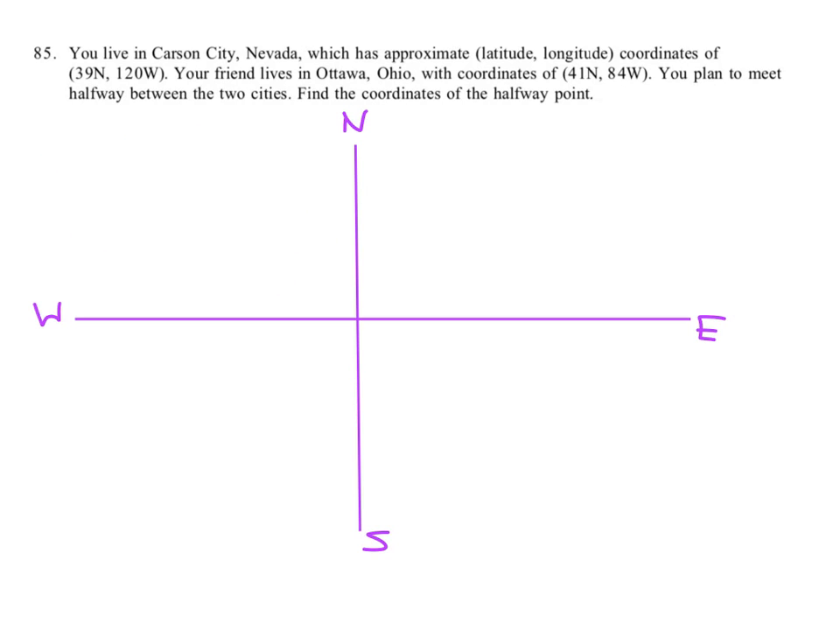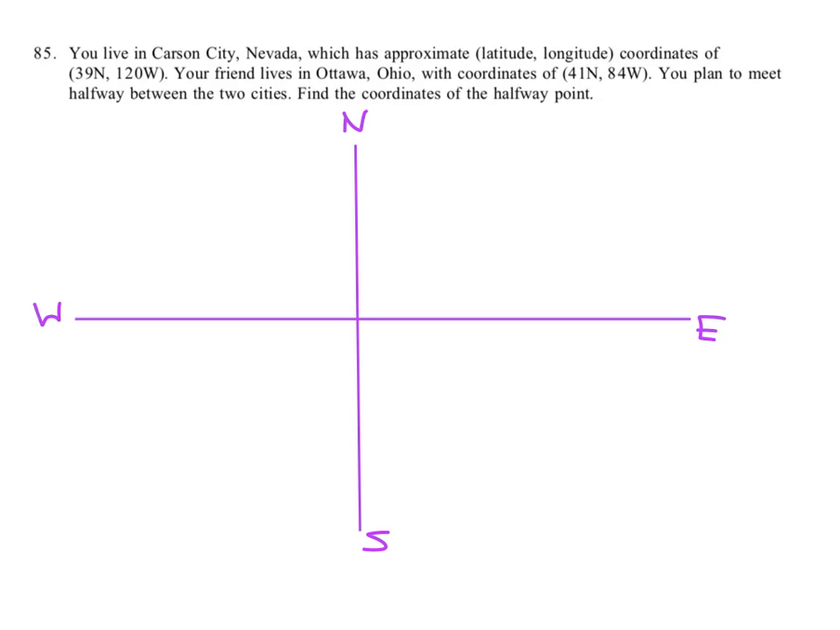And your friend lives in Ottawa, Iowa with coordinates of 41 degrees north, also north, 84 west, also west. So we're both in the same set of quadrants, so they're going to have the same sign. So we can just take their numbers without having to worry about whether they're on opposite sides, like 39 to get to here and then another 41 to get to here. No, they're just simply at 39 and 41 for that, and at 120 and 84 for that.